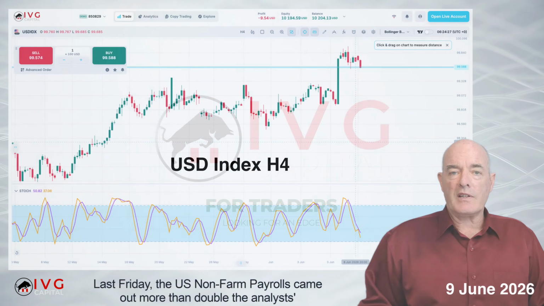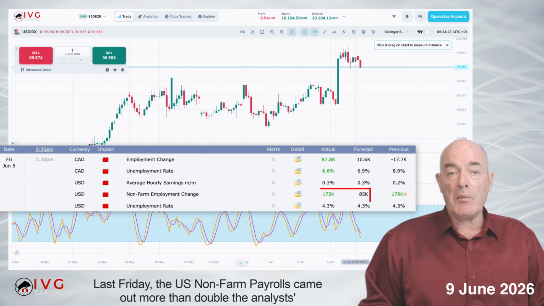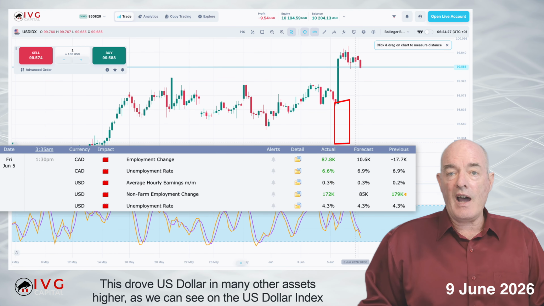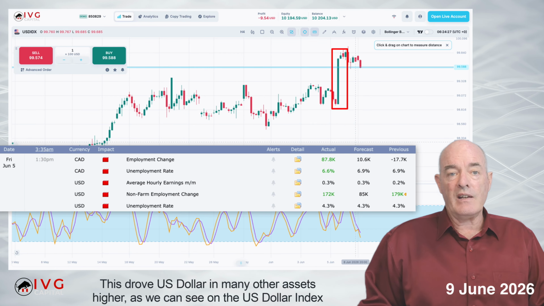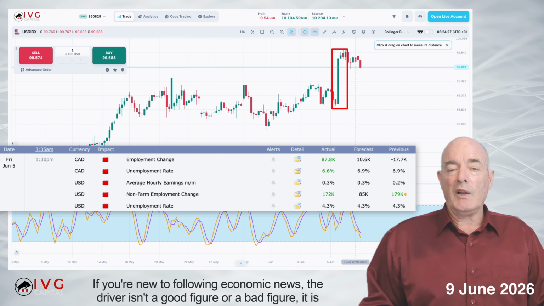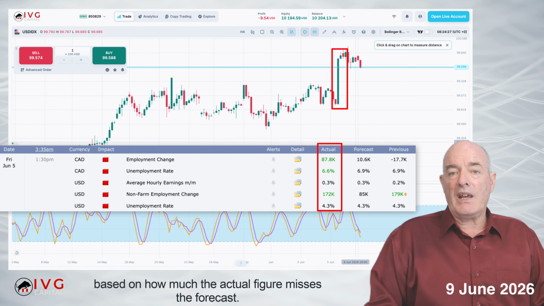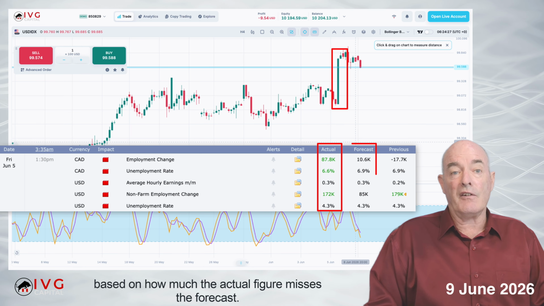Last Friday, the US Non-Farm Payrolls came out and more than doubled the analysts' expectations. This drove the US dollar and many other assets higher, as we can see on the US dollar index chart. If you're new to following economic news, the driver isn't a good figure or a bad figure, it is based on how much the actual figure misses the forecast.